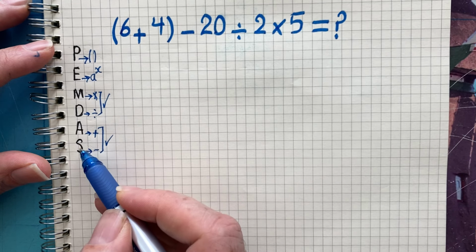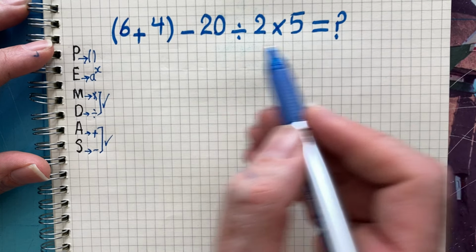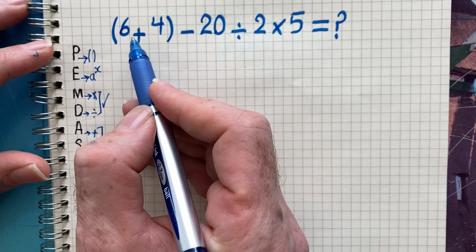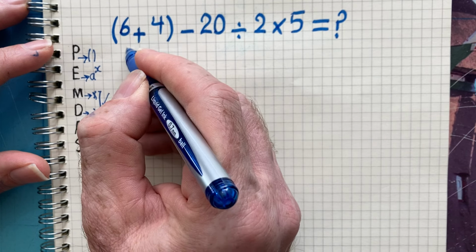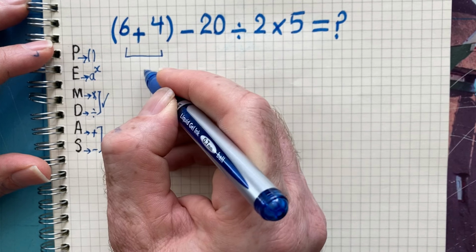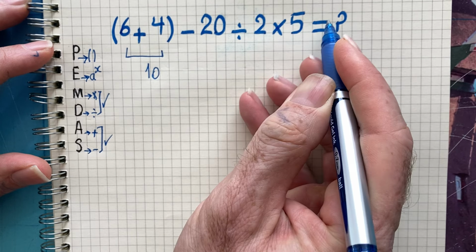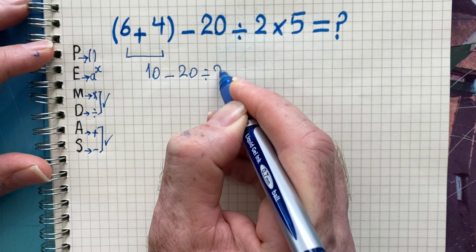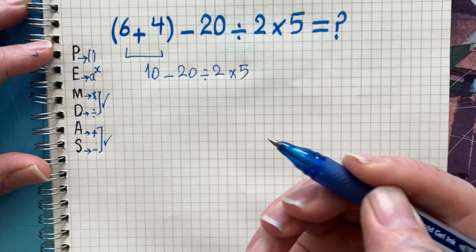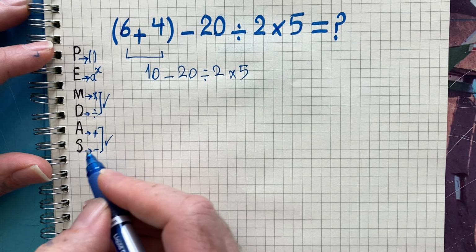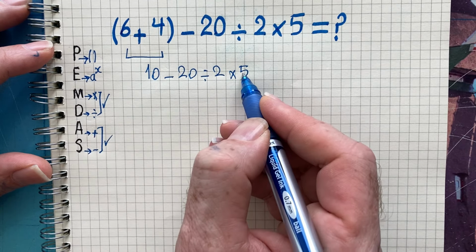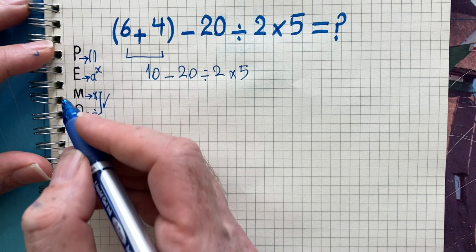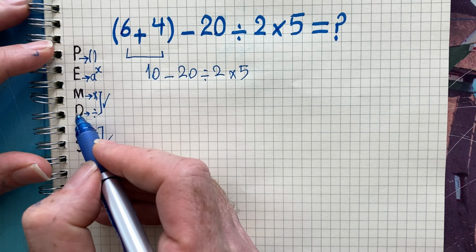Now you are going to follow these PEMDAS to solve this question. First parentheses, so I do operation inside the parentheses. 6 plus 4 is 10. The expression is going to be 10 minus 20 divided by 2 times 5. Next, subtraction here, division here, multiplication here. So first we need to do multiplication and division.